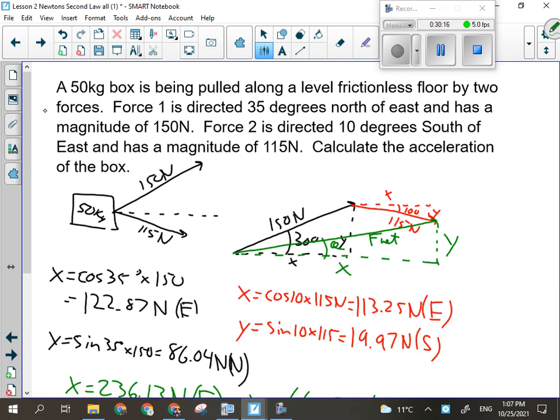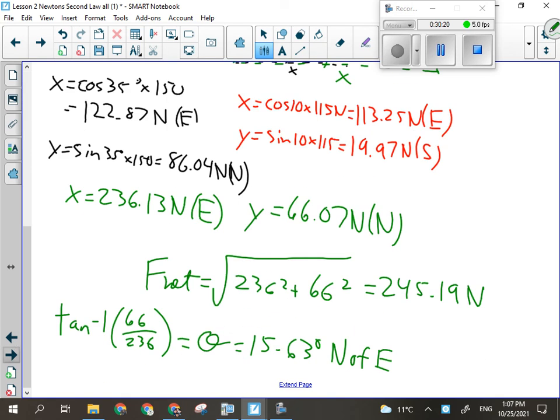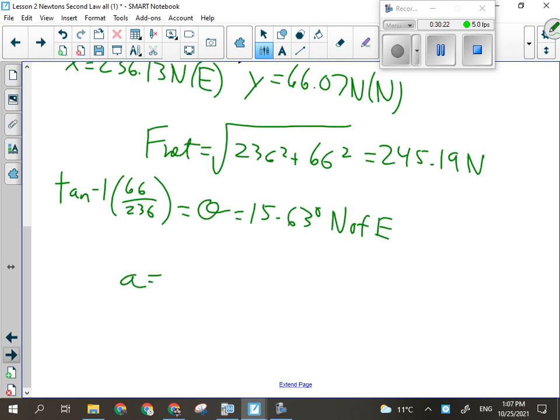Am I done? No, I still have to find the acceleration. So I'm going to continue on here and say that acceleration equals F net divided by m. So all of that was to do the vector sum of all forces. Sometimes it's a lot of work, especially if there are a lot of vectors. You won't get that many where there are that many vectors. We got 245.19 divided by 50 kilograms.